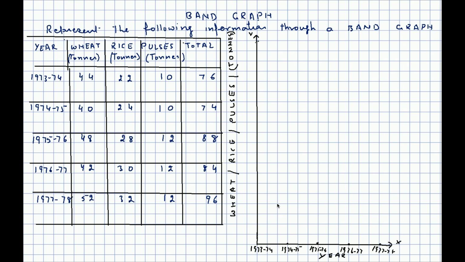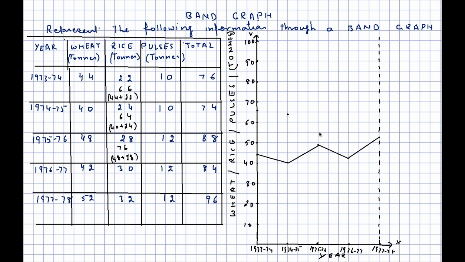Plotting the points first for wheat production. Joining the points with a line. In a band graph, components, here wheat, rice and pulses, are plotted one over the other and the graph gets an appearance like that of a series of bands. Therefore, to draw rice production over wheat production, we will need to do the following additions. Now plotting for rice production and joining the points with a line.